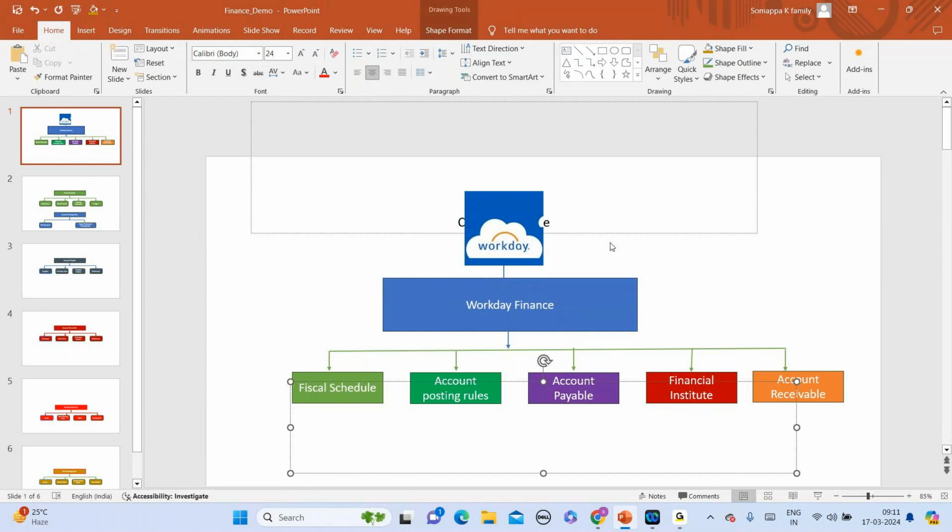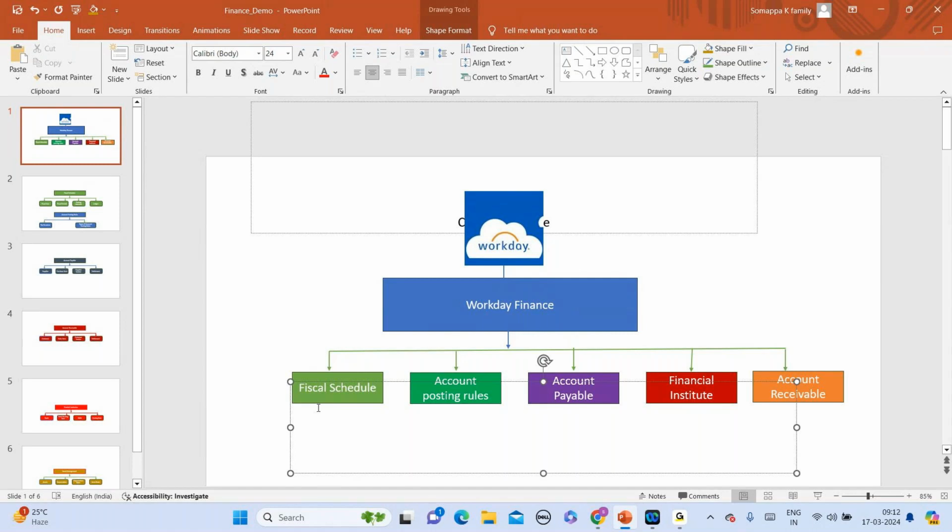So, as part of Workday Finance, I'll initially be covering the fiscal schedule. You know, right? What is a fiscal schedule? Generally, as part of finance or accounts, we talk about the fiscal schedule or fiscal year. If we talk about India, we normally follow a fiscal year that starts from April 1st. If it is the 2024 and 25 fiscal year, then it will start from April 1st 2024 and end with March 2025. That is our fiscal year as far as India is concerned.